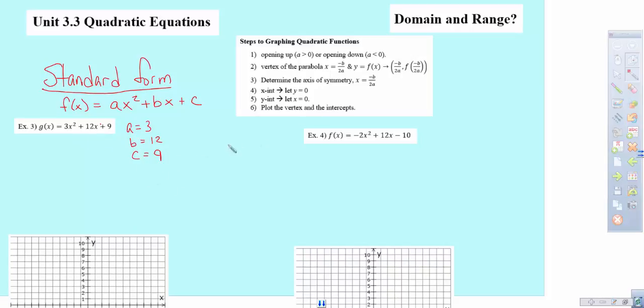Alright, so we start the question off. Our first thing is, does it open up or does it open down? So we look at number 1, our a value is equal to 3, and that's greater than 0, so I would open up. Obviously, when you look over this guy, my a is equal to negative 2, and so I would open down.